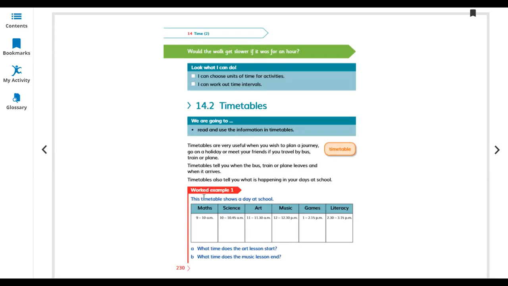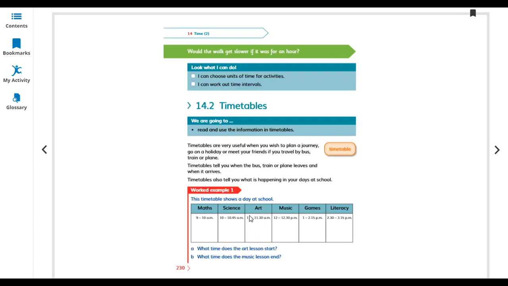So let's start. You can see here a worked example in which you can see the timetable of a class for a day. Math, the first lesson starts from 9 to 10, then 10 to 10:45, then 11 to 11:30. So different times for the periods of the day: first period math, second period science, third period art, and so on. So what time does the art lesson start?